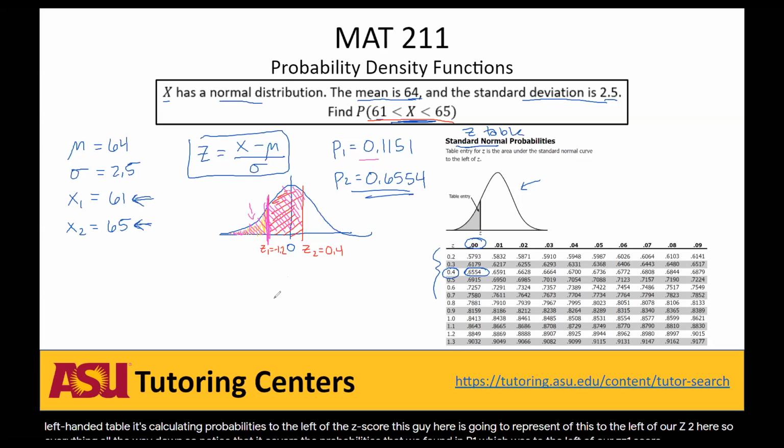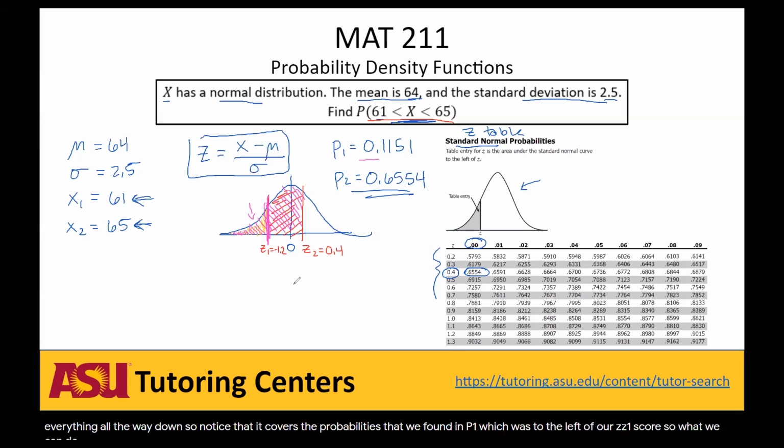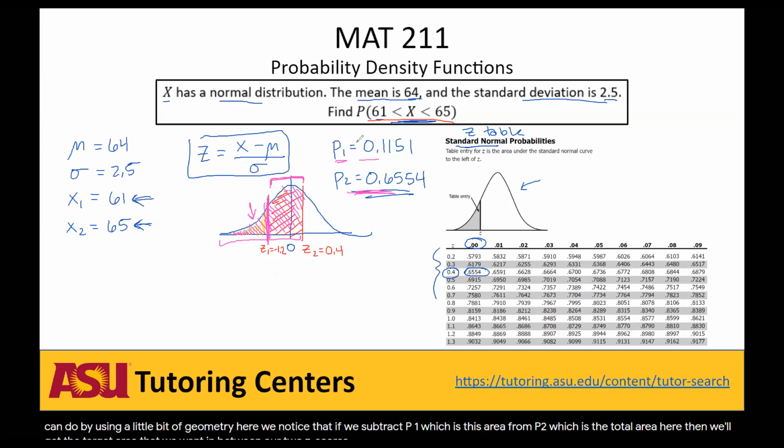So what we can do by using a little bit of geometry here, we notice that if we subtract P1, which is this area, from P2, which is the total area here, then we'll get the target area that we want in between our two Z-scores. So let's see how that works.